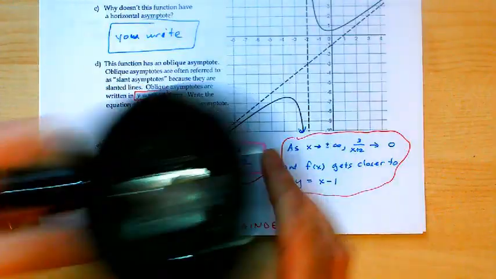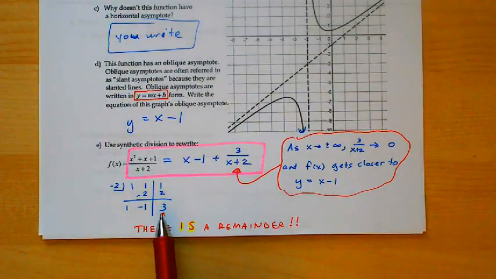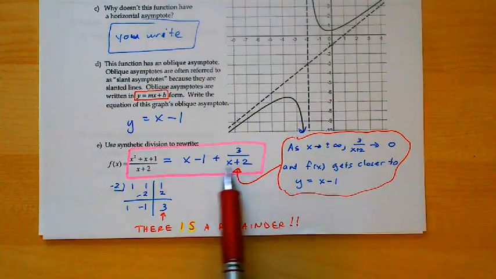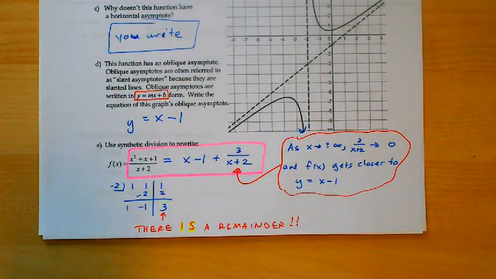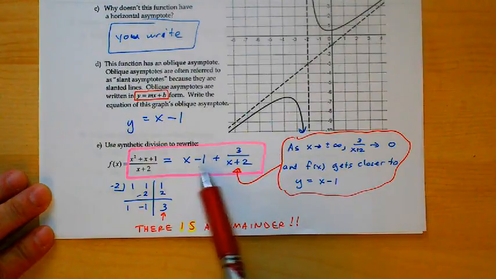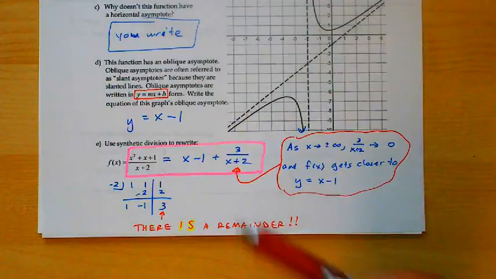Oh boy. All right, here's how my division played out. I just performed some synthetic division. There is a remainder, that is worth noting. And when I did the division, oh my goodness, look at the connection between how the division played out and how the oblique asymptote showed up on the graph. If you think about this other version of the function, the x minus 1 with the remainder over x plus 2, it gives us insight as to why.